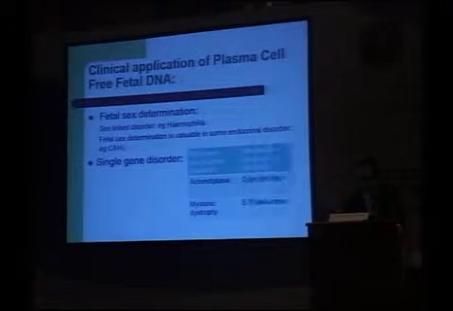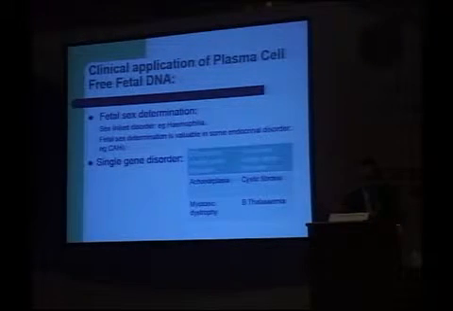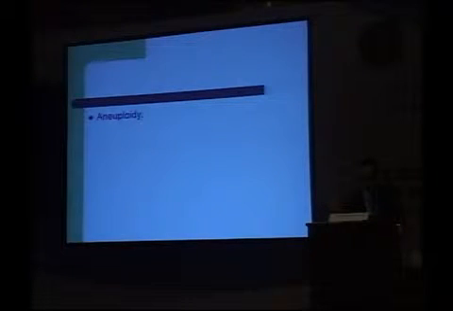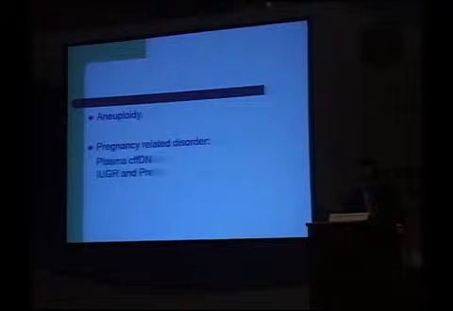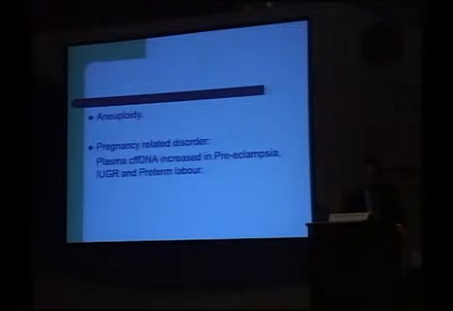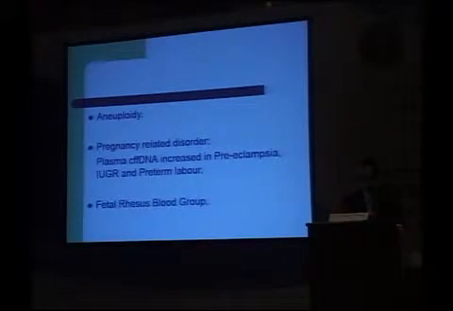We can diagnose single gene disorders, dominant ones such as achondroplasia, or recessive ones such as beta thalassemia. We can diagnose Down, Edwards, and Patau syndromes, all aneuploidies. Also, we can diagnose preeclampsia, intrauterine growth restriction, and preterm labor, and detect the fetal RH.